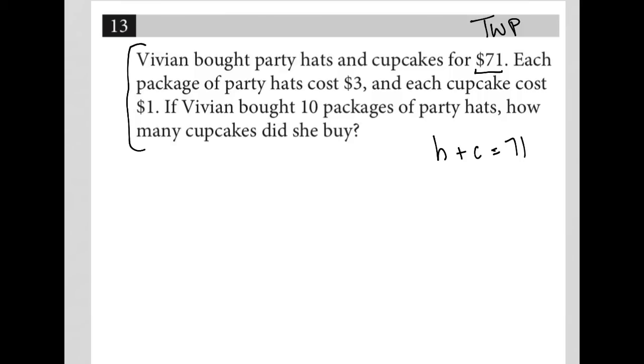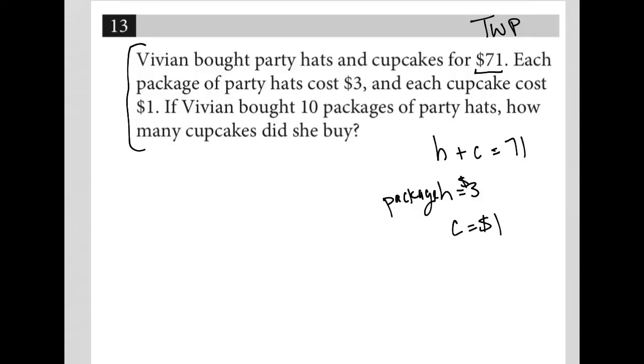The next sentence says each package of party hats costs $3. So I'm going to say H equals 3, but I need to make sure I understand this is a package of 8, right? It's not a single hat package. And each cupcake costs $1. All right, so that's interesting. So C is equal to $1, but the hats is a package of hats. Let me make sure I understand that.